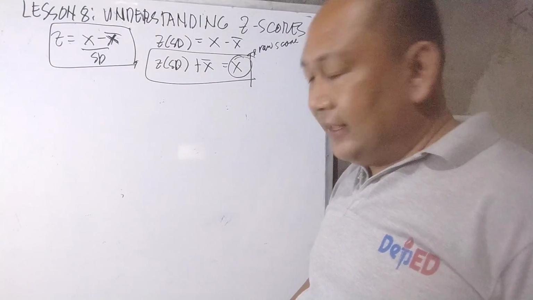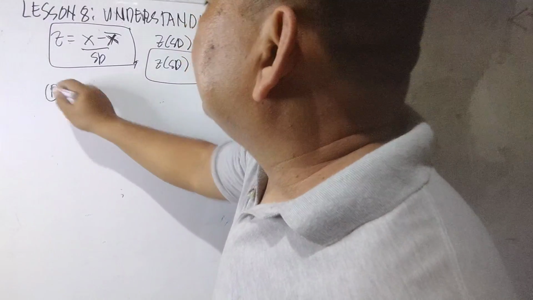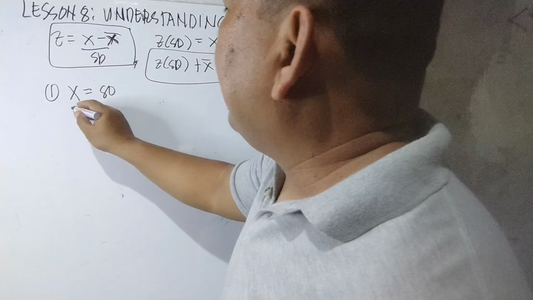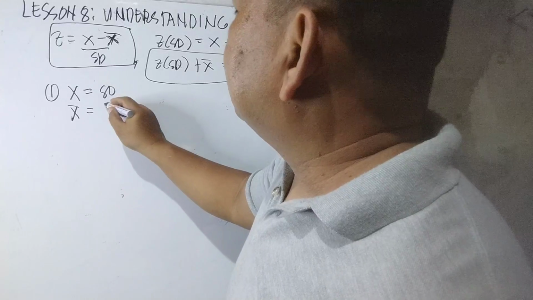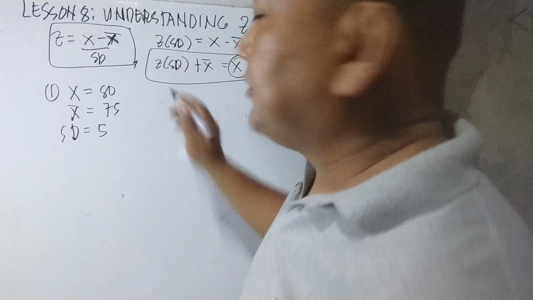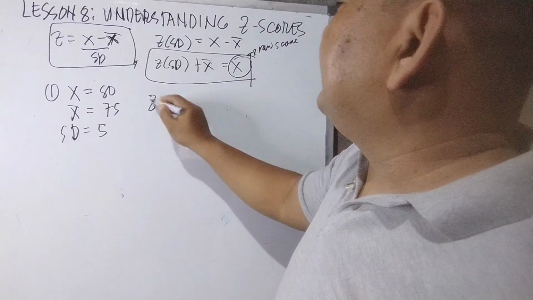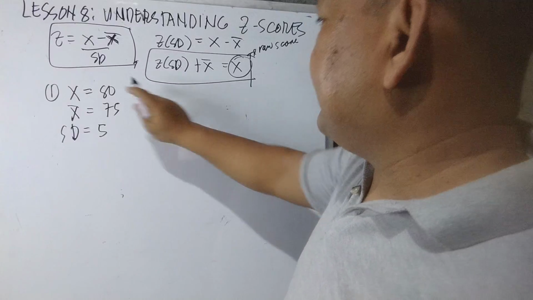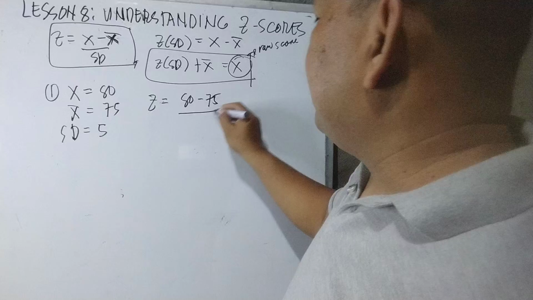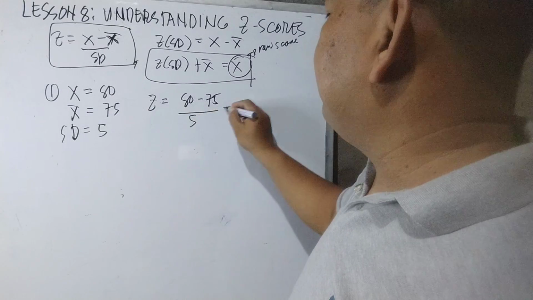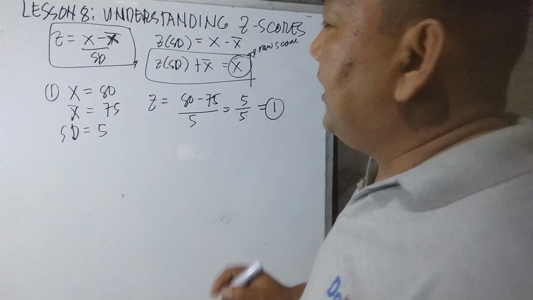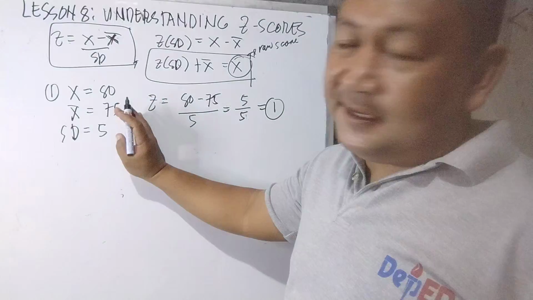So how do we go about this? Okay, maybe we have an example. Say the given score is 80 and the mean is 75. The standard deviation is 5. So what is the z value? Z is going to be x, that is 80, minus x bar, that's 75, divided by standard deviation, which is 5. 80 minus 75 is 5 all over 5, that's 1. The corresponding z value to this is 1.